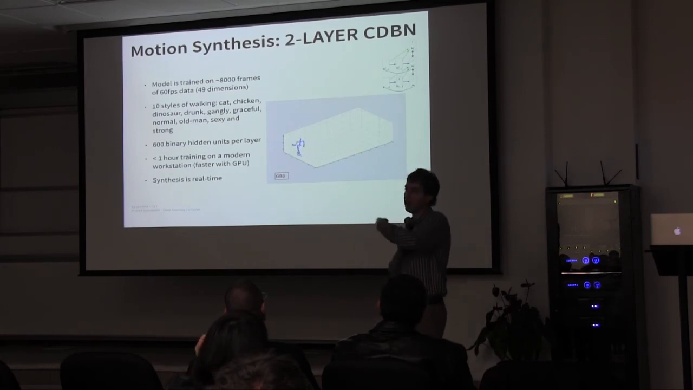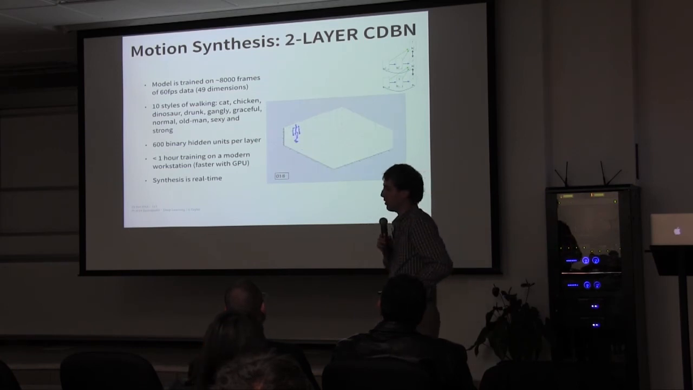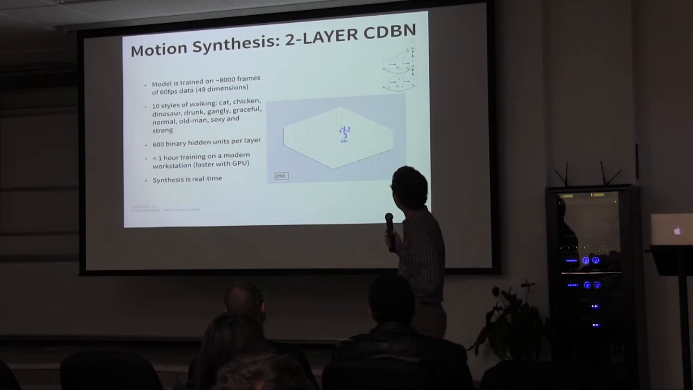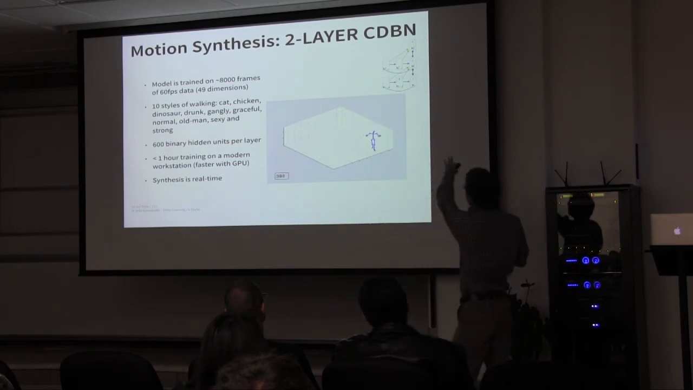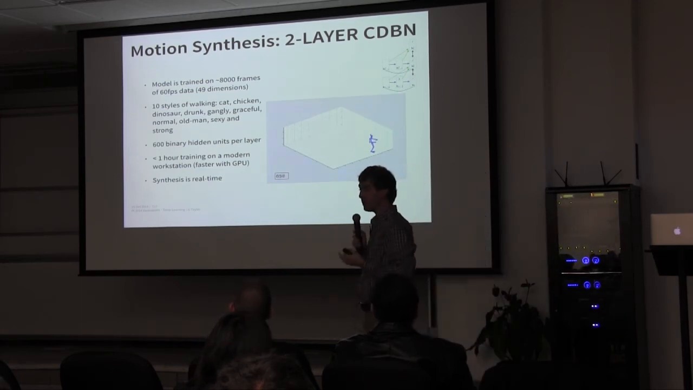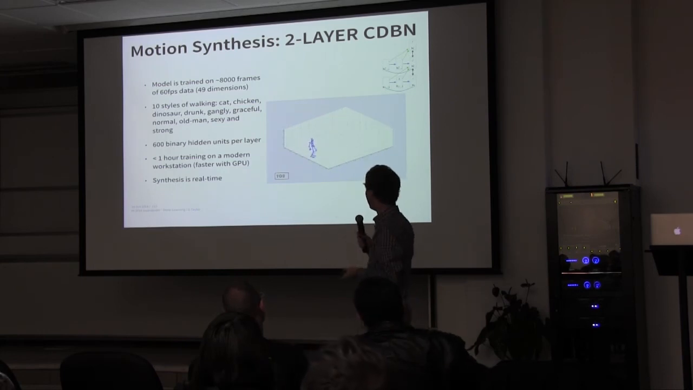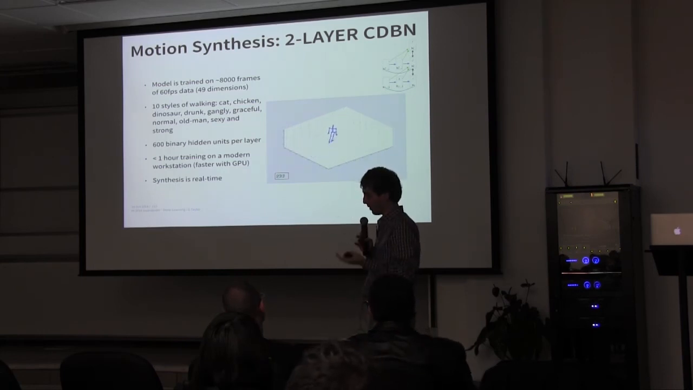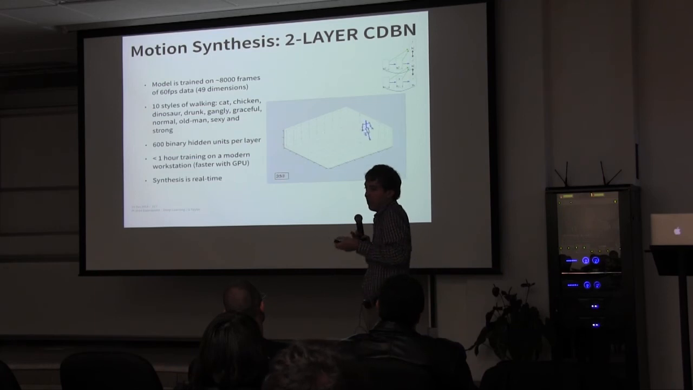So we're generating at 30 frames per second, so essentially the generation is real time at that frame rate. That's the elegant lady walking. Okay, so this is a two-layer conditional deep belief network that actually generates pretty realistic-looking motion. So you could skin this up to a character and have them walk around for an animation, or you could actually control a robot using this generative model.